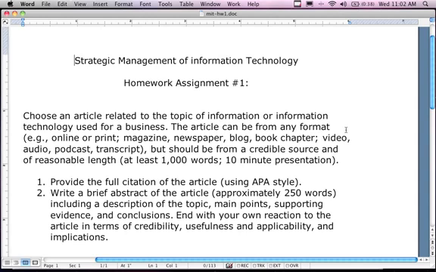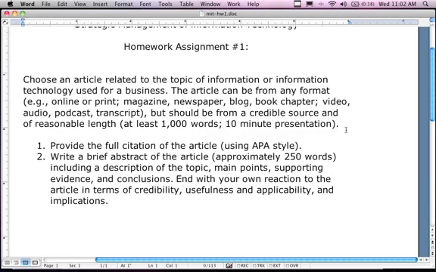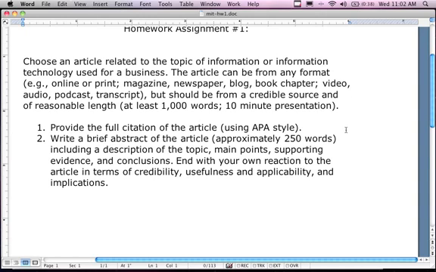But let's take a look at this first assignment. It's actually very easy. What you want to do is choose an article related to the topic of information or technology used for a business. Make sure it's a business application or business use of the technology, and it has something to do with strategic management. Because there's a lot of gadgets out there, like playing the TV on your computer, or games and things like that. You don't want to find one of those systems.